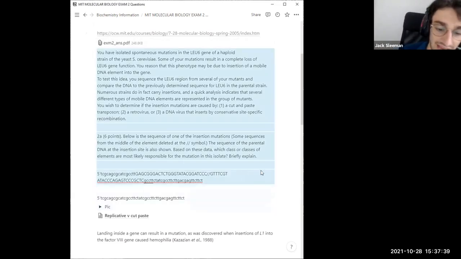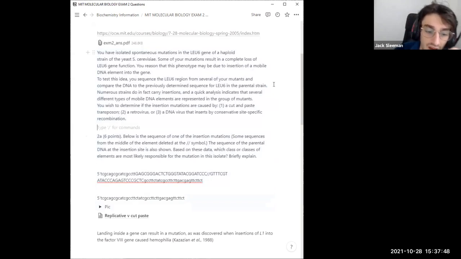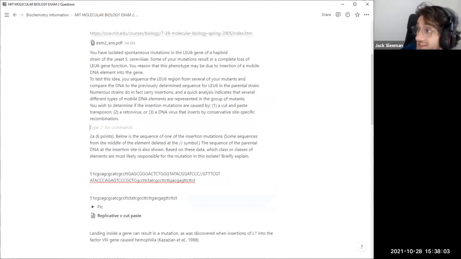All right, and we have it right here. So here we go, I guess I'll read it. You have isolated a spontaneous mutation in the leucine 6 gene of a haploid strain of Saccharomyces cerevisiae. Love that model organism. Fantastic, really. Some of your mutations result in a complete loss of leucine 6 gene function. You reason that this phenotype may be due to an insertion of a mobile DNA element in the gene.